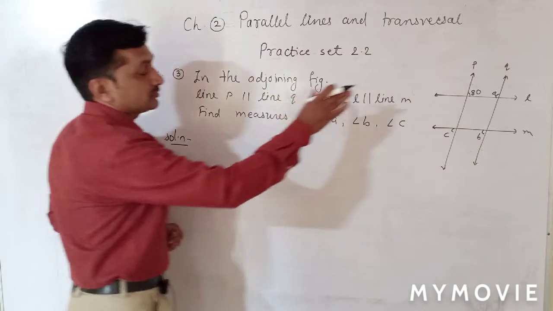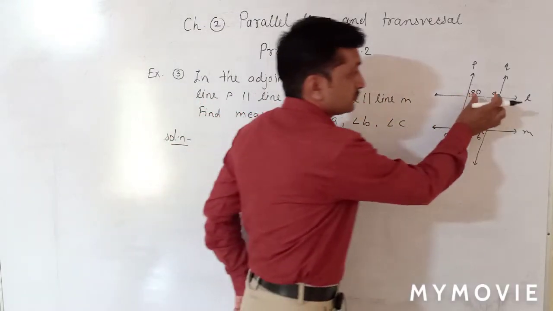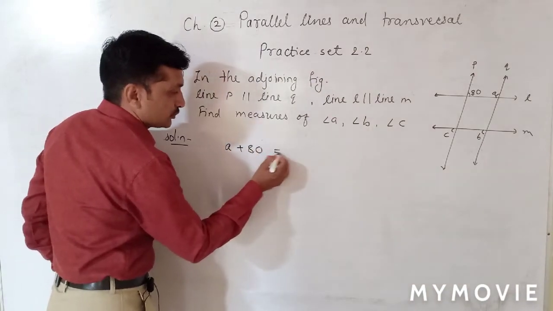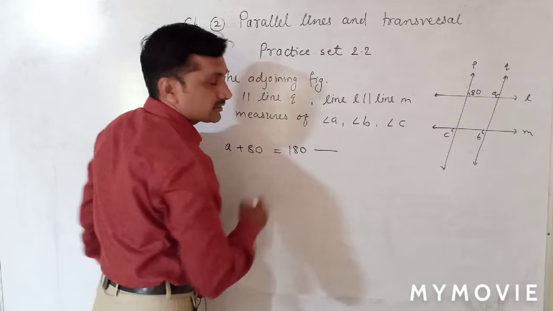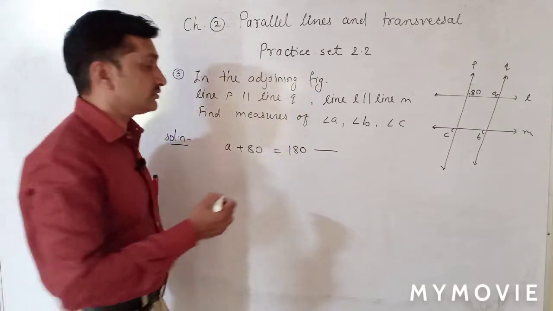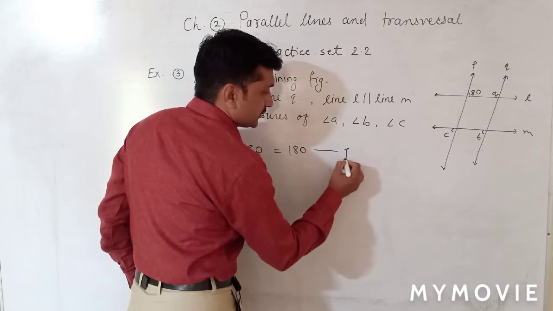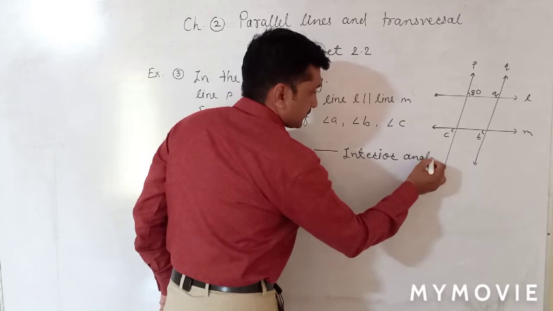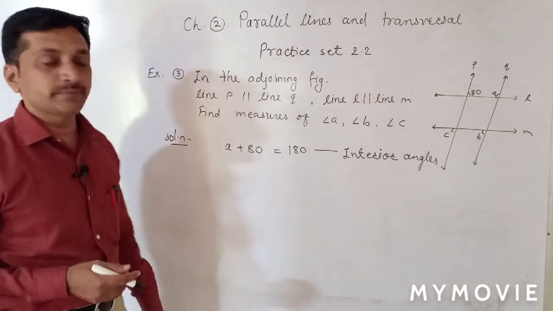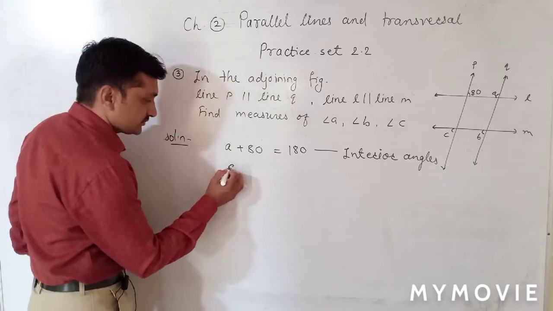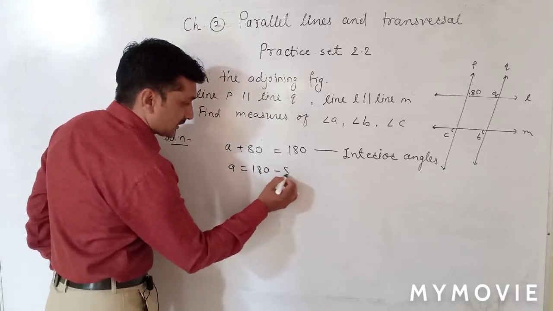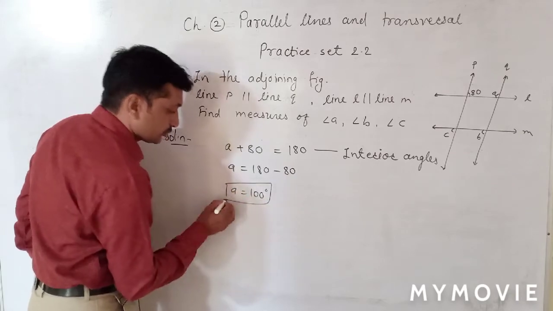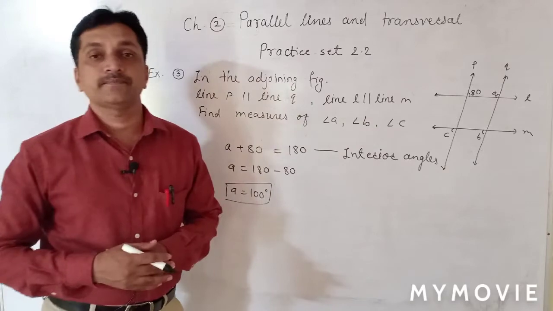Therefore, we can start from the information 80 and A. Here A plus 80 is equal to 180, and we have to justify it, which means we have to write the reason. These are interior angles, and interior angles are supplementary, that's why their sum is 180. Let's solve this. A is equal to 180 minus 80. A is equal to 100 degrees. We got the first angle, A, as 100.